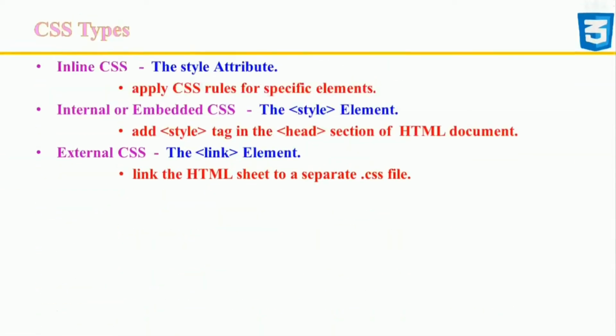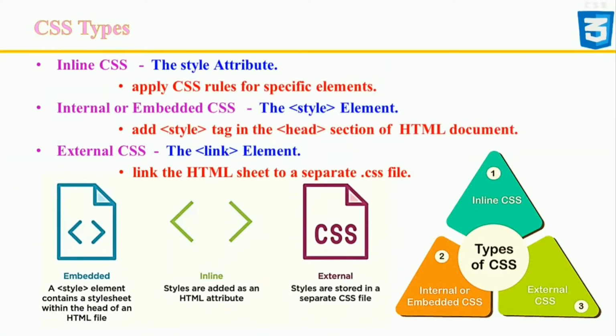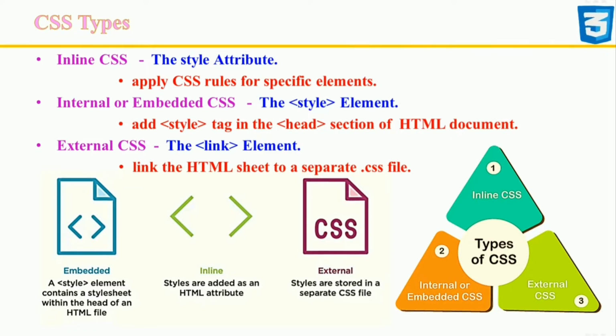CSS can be added to HTML documents in three ways: inline style sheet, internal or embedded style sheet, and external style sheet. In inline style sheet, we use the style attribute inside the HTML element. In internal, we use the style element in the head section. In external, we use the link element to link the external CSS file.